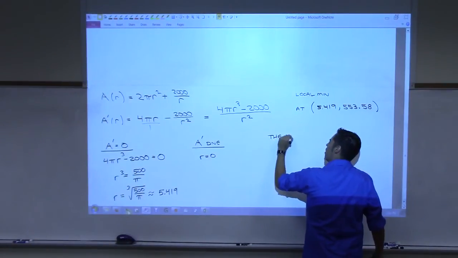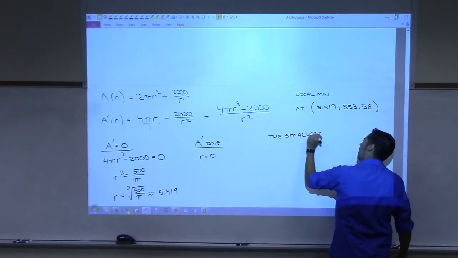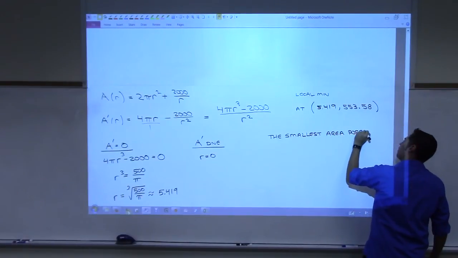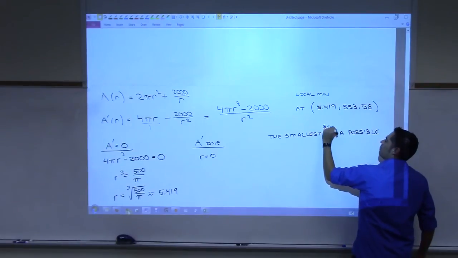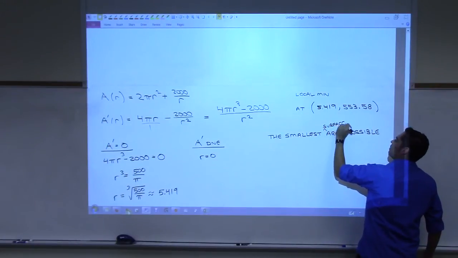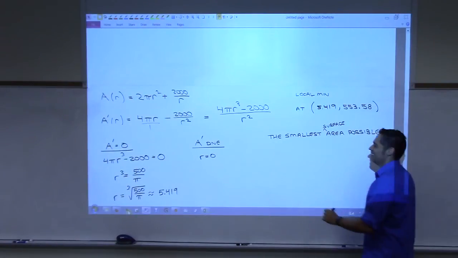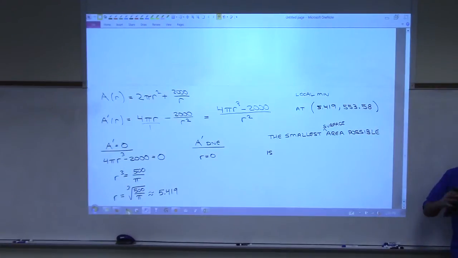The smallest area possible. Surface area. Okay. I thought it was implied, but I will correct it. Smallest surface area possible is what? And we're approximating things here because we're using decimals, right? What is the smallest area?